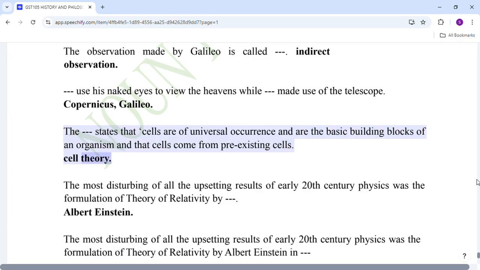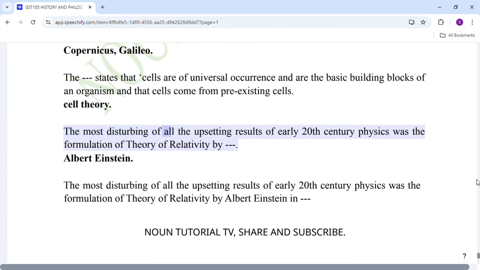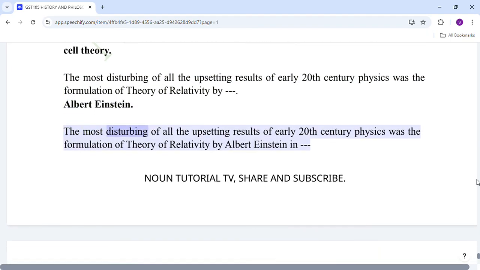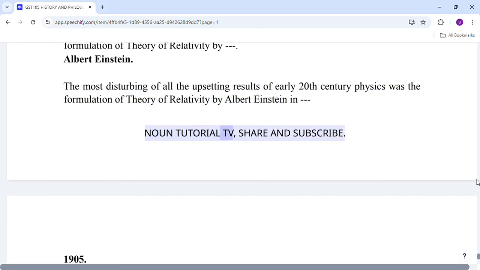The most disturbing of all the upsetting results of early 20th century physics was the formulation of the theory of relativity by Albert Einstein in 1905.